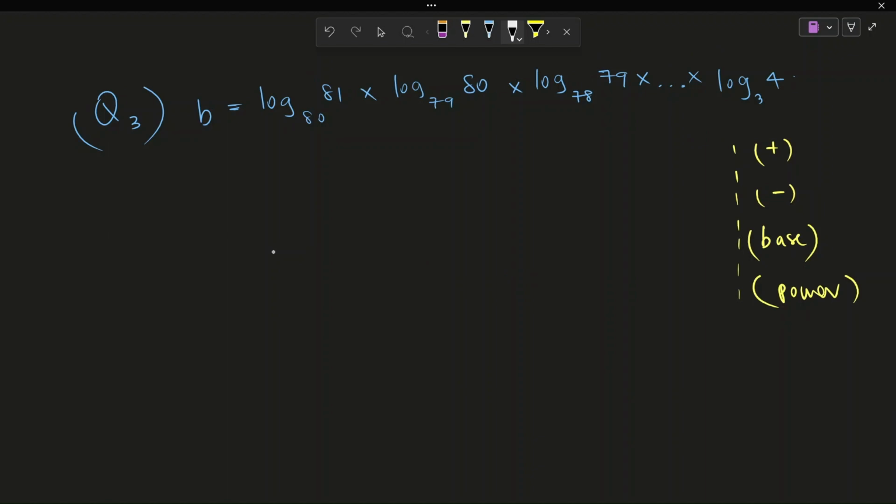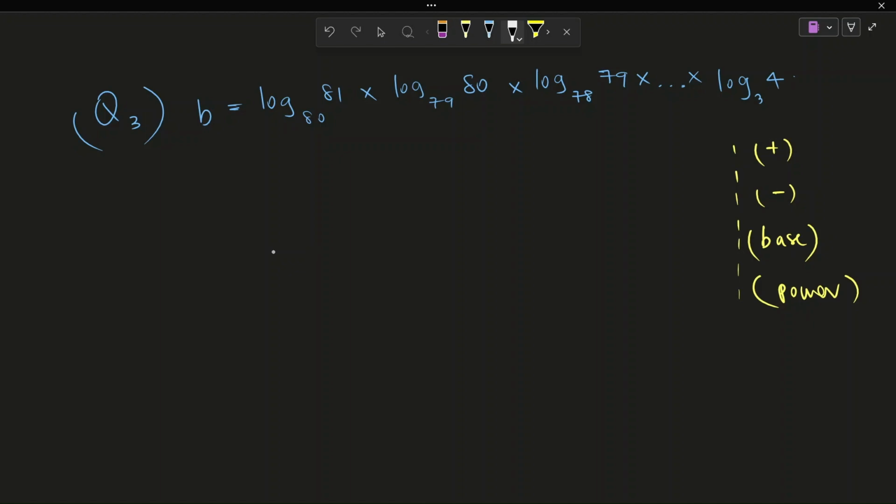Okay, so I started off with the easy questions, but now let's step it up a notch and move on to the big boy questions. Now, again, I have my plus, minus, base and power on this side to keep my mind on those things. And let's read the question. So b is equal to log 81 to the base 80 times log 80 to the base 79 times log 79 to the base 78, and so on and so forth. It goes on until log 4 to the base 3.